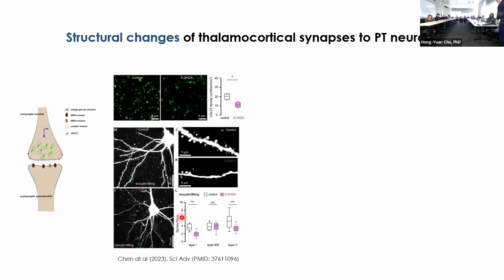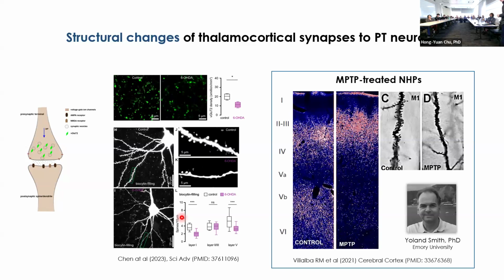And postsynaptically, we used a different approach to label spines. In this study, we used biocytin to fill the PT neurons, so we can see their spines here. You may be able to appreciate that in the controls, we have a lot of spines, but not in these lesioned animals. So now we have loss of presynaptic structure and postsynaptic structure, which likely means there are fewer synapses between thalamus and the cortical PT neuron in the Parkinsonian state.